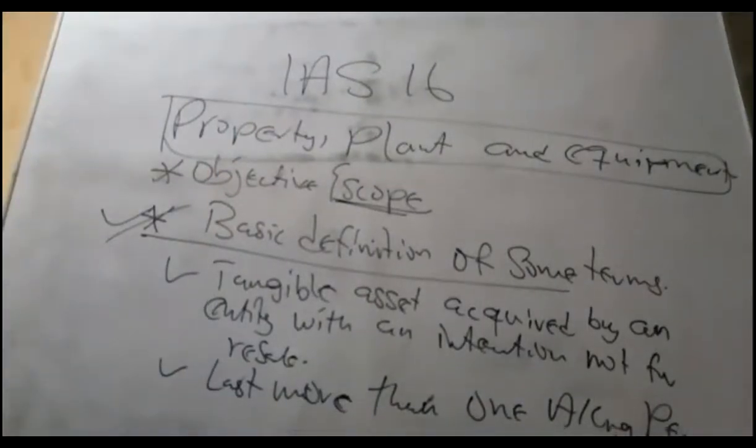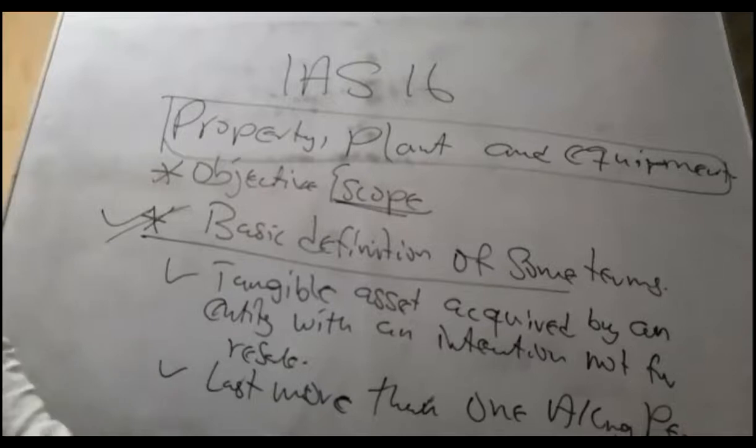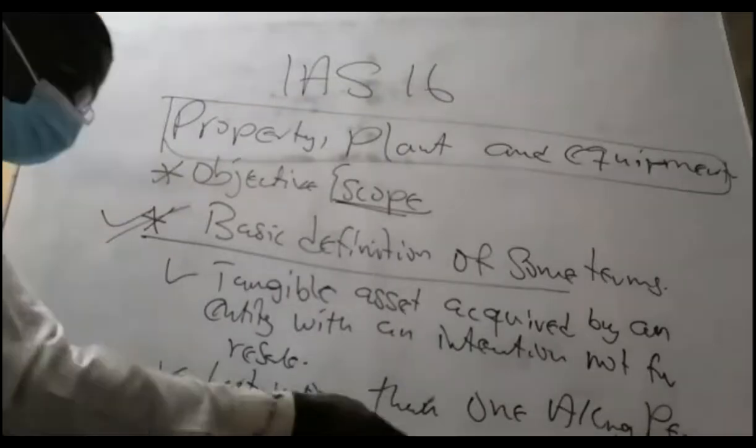Good. That's the definition of PPE. Examples include land and buildings, plant and machinery, furniture and fittings, or furniture and fixtures, motor vehicles, computers, machinery. All these are what? PPE. We are done. Good.